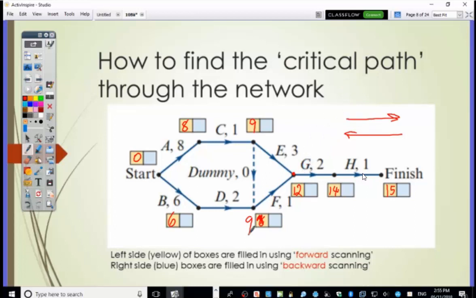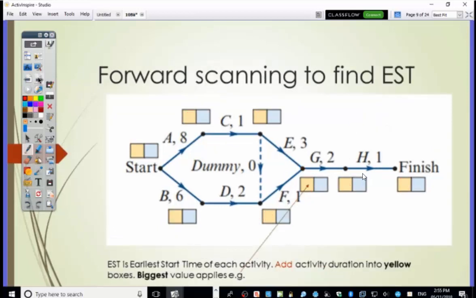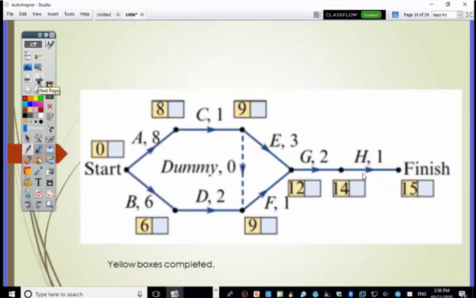Now the blue numbers going back, I'll just go to another slide so that I can show you a completed tidy one. So that's those numbers filled in as of the book. Now going backwards, you start with whatever you finished with, which is 15. You subtract the activity, and you're still not going to get the same numbers. 15 minus 1 is 14, all right? In here goes 12.